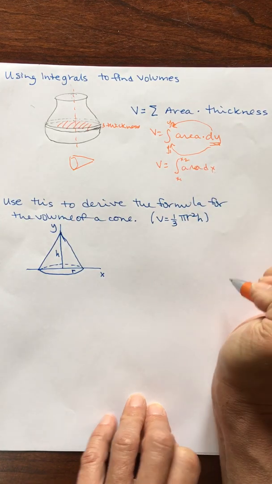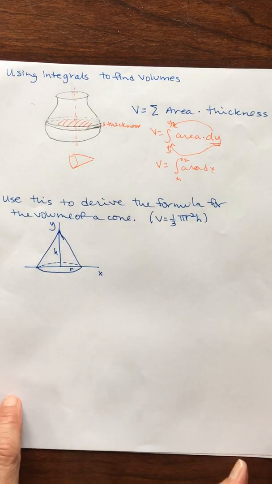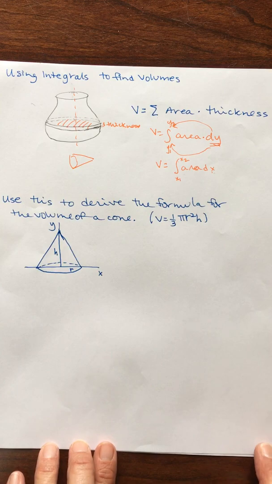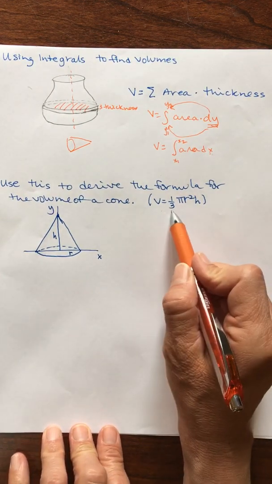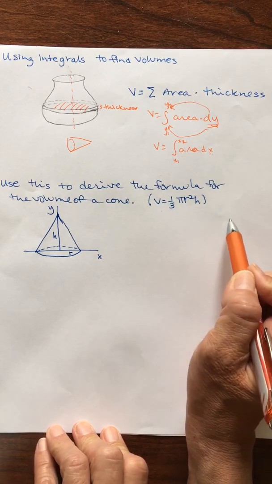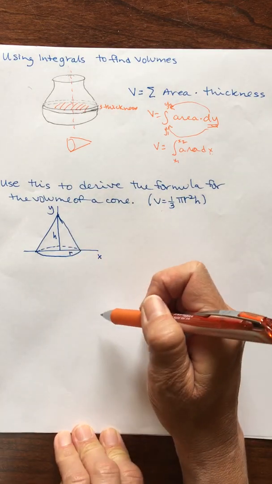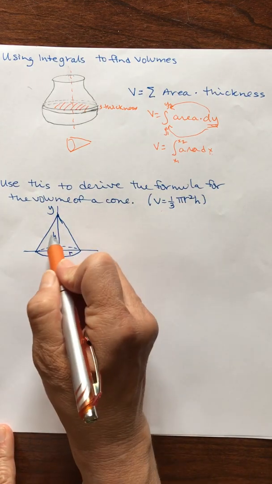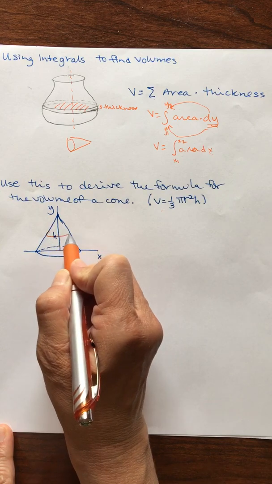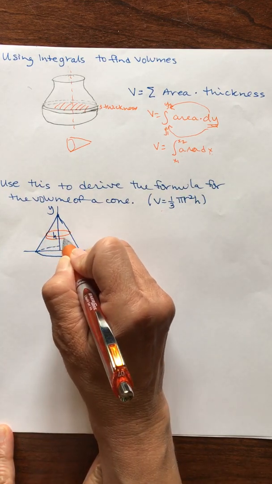So we're going to use this idea, so you can see it in play, to derive the formula for the volume of a cone. We know the formula V equals 1/3 pi r squared h, and I've drawn a cone here oriented along the y-axis. We're going to grab an arbitrary slice in the middle and give it a little thickness so that we can see it.